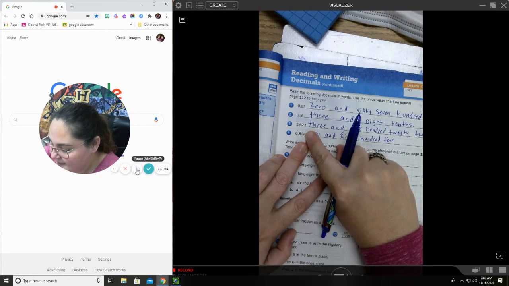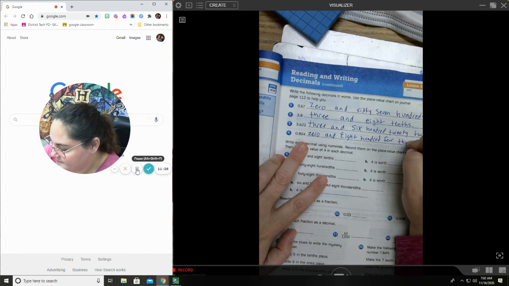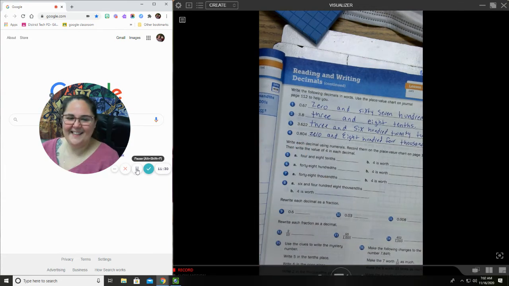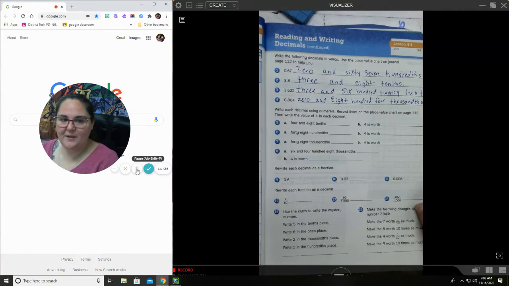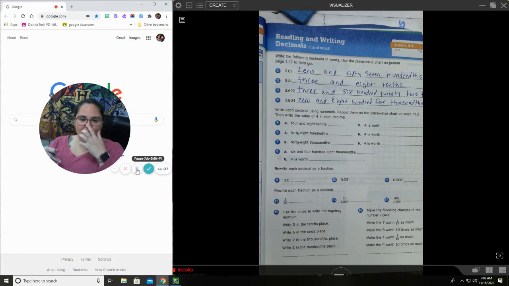Tenths, hundredths, thousandths. All right, that's how you would do that one. Now we're going to go ahead and do the next few. Here we go. Number 5 through 8.